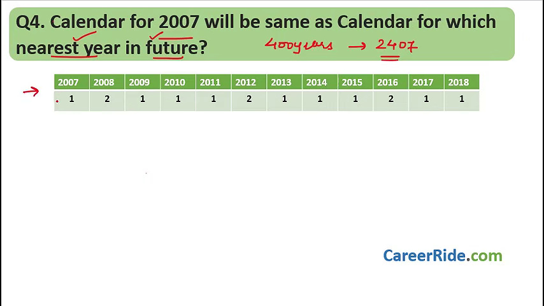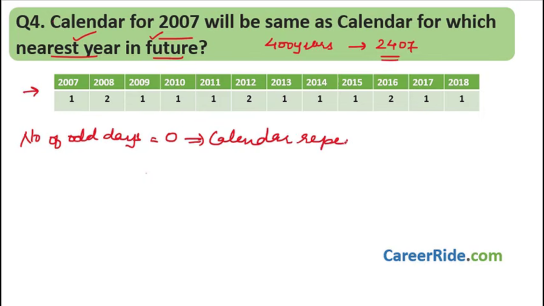Okay, so this question otherwise is very simple. It is just an application of what you have already learned. And what have we learned? We have learned that when the number of odd days becomes 0, the calendar repeats. Okay. So in this case, what we have to do is we have to find out when is it that the number of odd days is becoming 0.